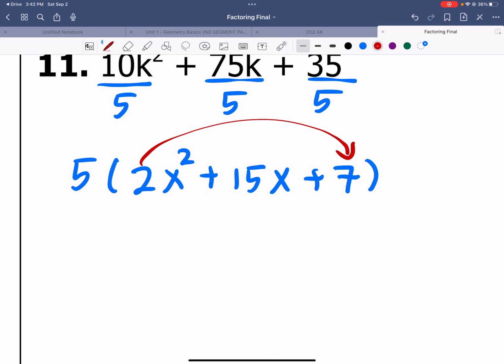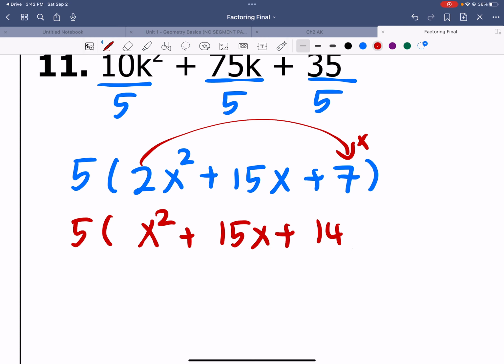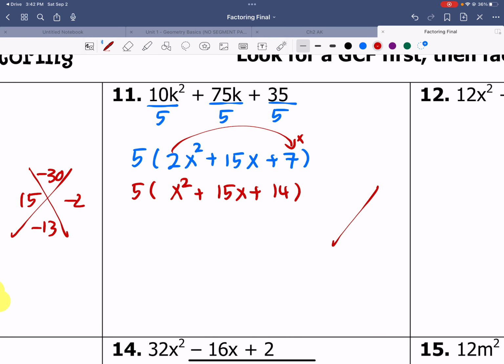So here you go. Times. Like that. Now try to factor this one, 14 and 15. Can anybody figure that out?